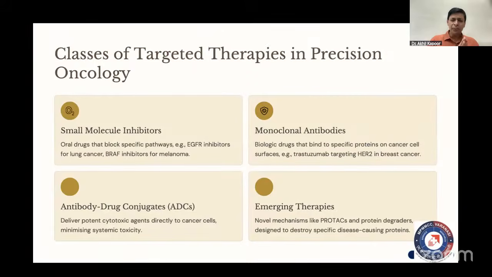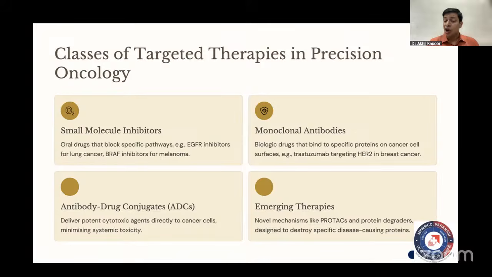So just a very brief outline of the treatment options which are available in precision oncology. It is a wide field. Small molecule inhibitors. This is just taking a simple example, which all of you might have heard, and most of you who are working in a cancer genetic setting will have seen as well. A patient with EGFR mutant lung cancer is being treated with osimertinib or gefitinib. A patient with melanoma having a BRAF V600E mutation is being treated with BRAF inhibitors like dabrafenib and trametinib.